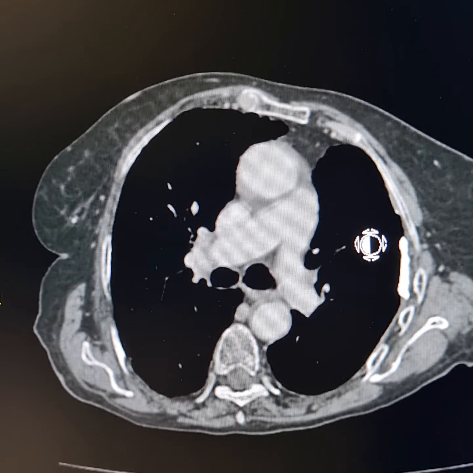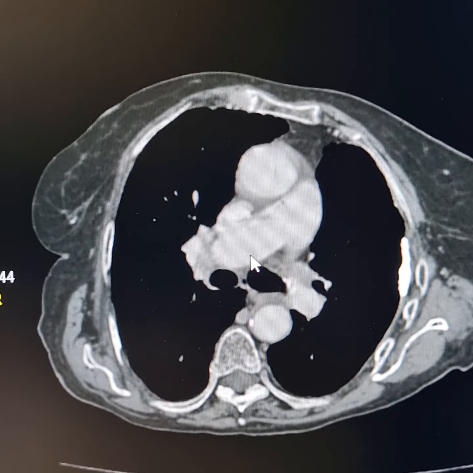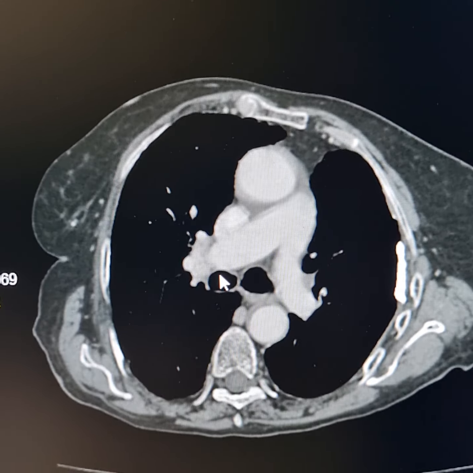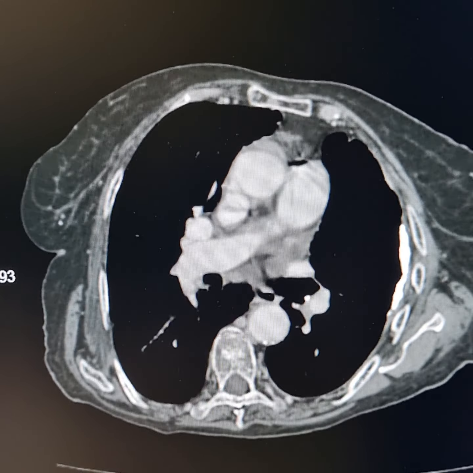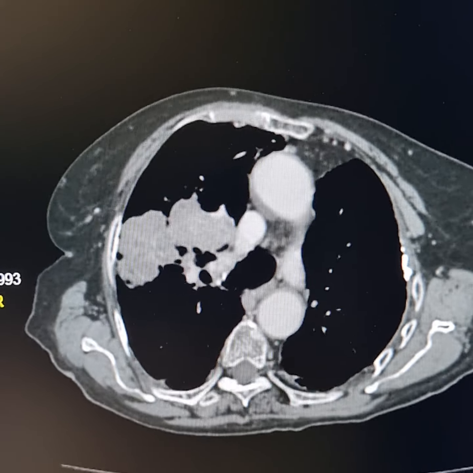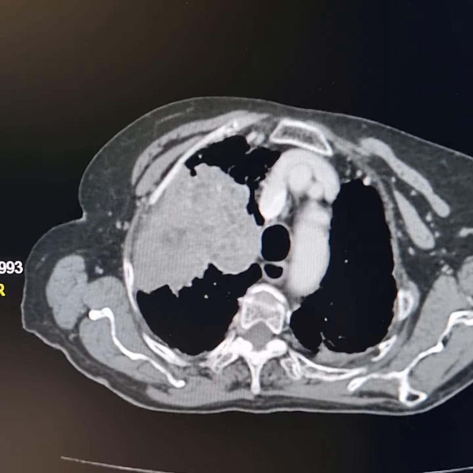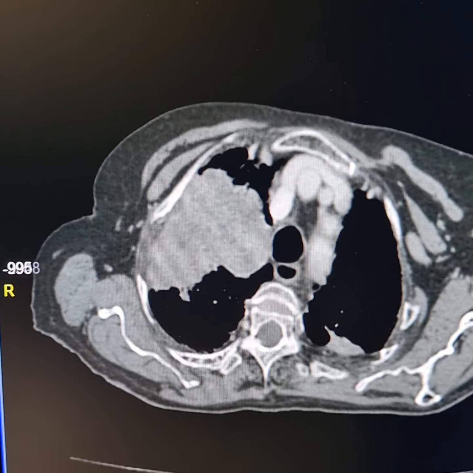Slightly enlarged lymph nodes are present in the right hilar region. The maximum transverse diameter was approximately 1.2 centimeters along its short axis. So it's a malignant growth of the right upper lobe which has infiltrated the mediastinum.